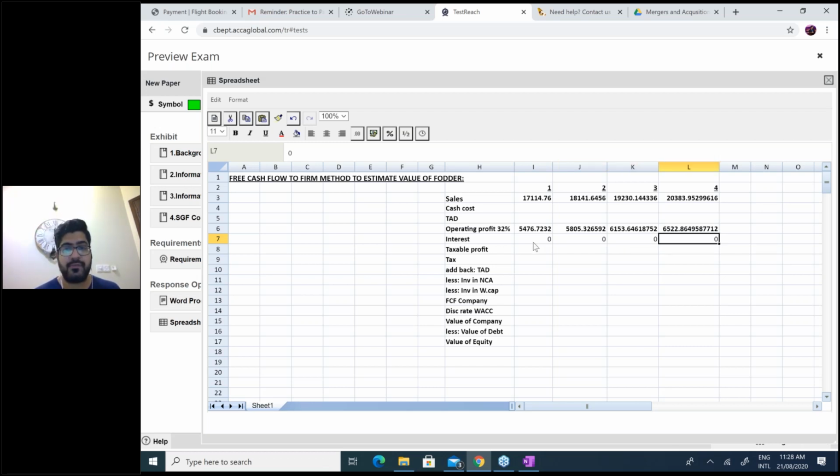There are 8 to 10 messages on just this. Why did we take interest? Should wait. What we are doing, there's no interest. Okay, so you get taxable profit. Taxable profit is the same, that means I6. And drag it on.